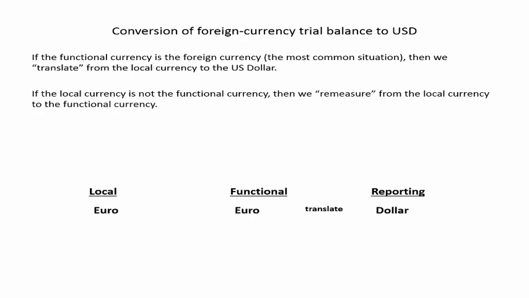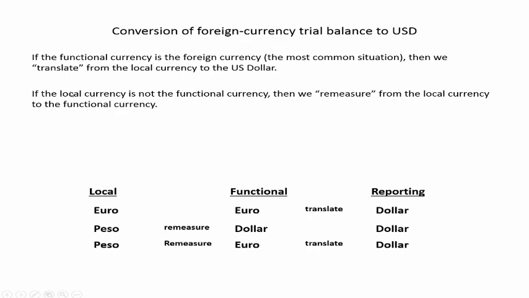If the local currency is not the functional currency, then we're going to remeasure from the local currency to the functional currency. So again, using the example of the manufacturing plant in Mexico, the local currency is the peso. So they would keep their books in the peso, but the functional currency, the currency of the main economic environment within which the firm operates, is the dollar. So they're going to remeasure from the peso to the dollar. The reporting currency would be the dollar because, again, we view this from the perspective of a U.S. parent corporation, and we need the financial statements expressed in dollars.